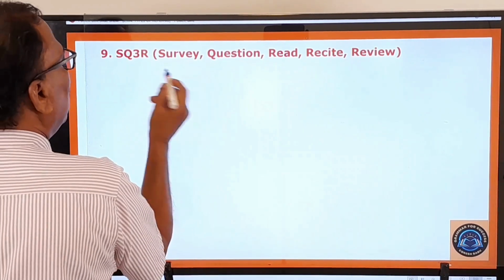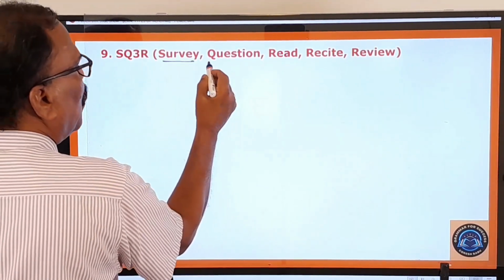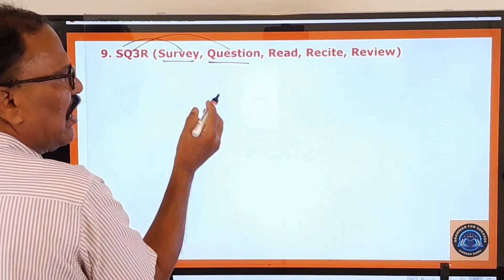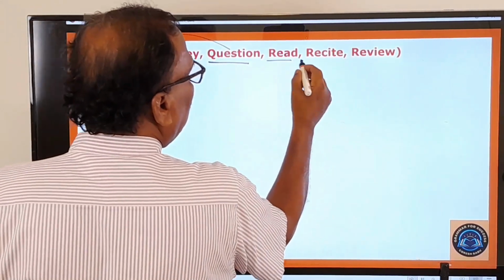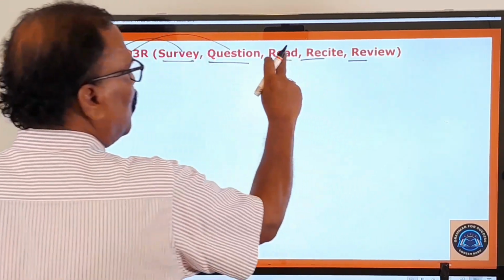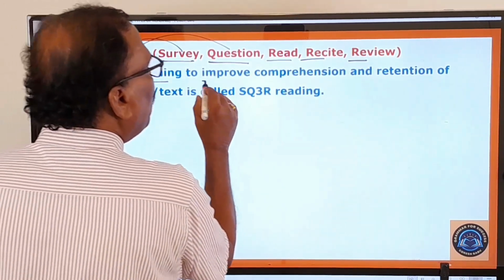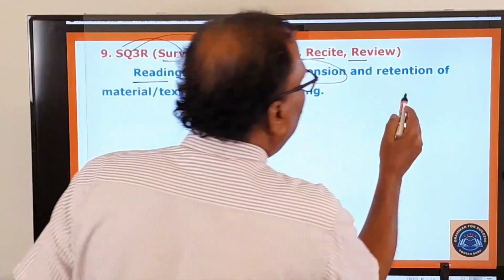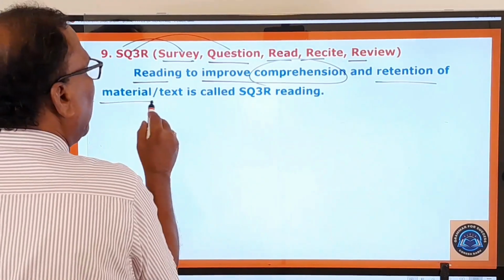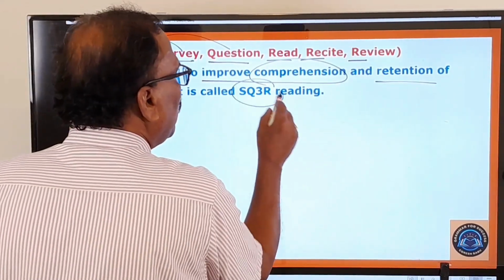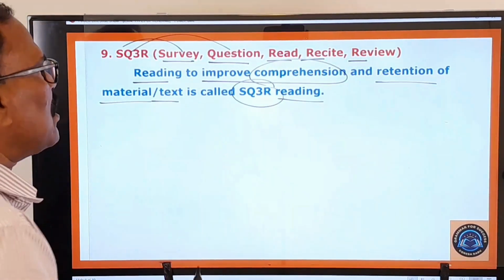SQ3R. S means survey. Q means question. Three R's are there. What are the three R's? Reading, writing, review. So these three are called the three R's. Here you pay attention. Reading to improve comprehension and retention of material text is called SQ3R reading.